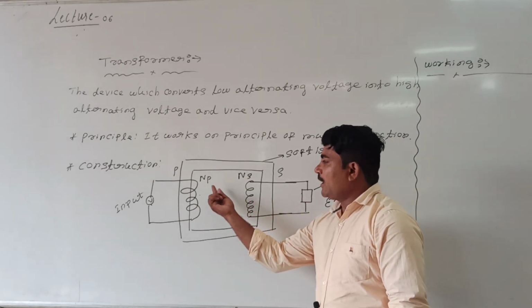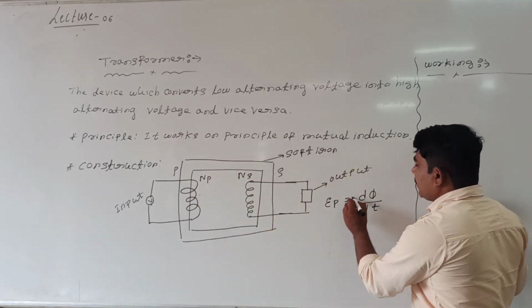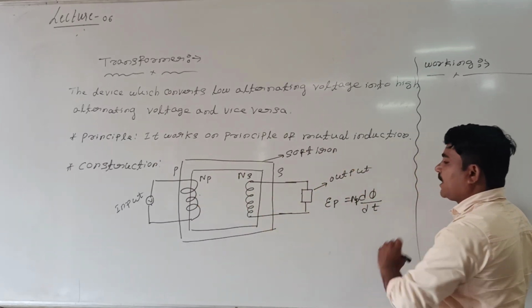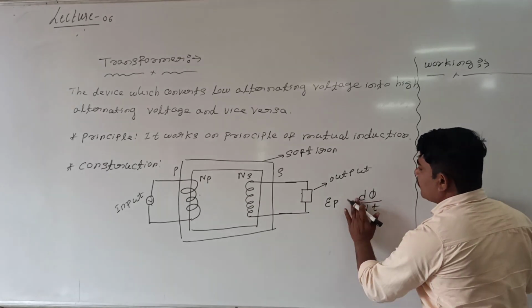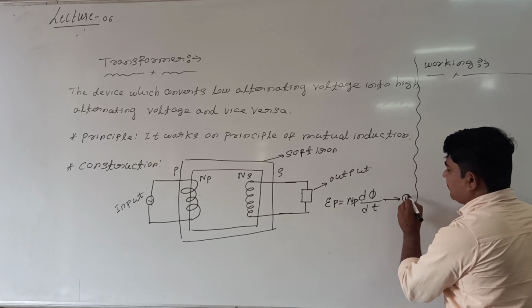But the primary coil contains how many turns? This many turns. So I can represent this as EP equals NP into d phi by dt, NP into d phi divided by dt. This I can call equation number 1.